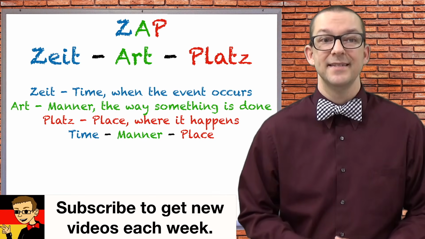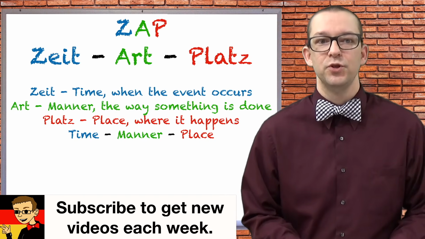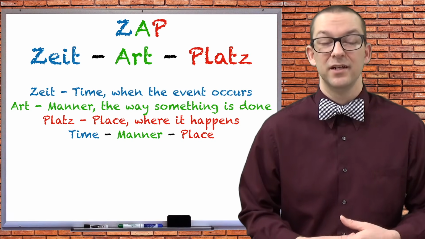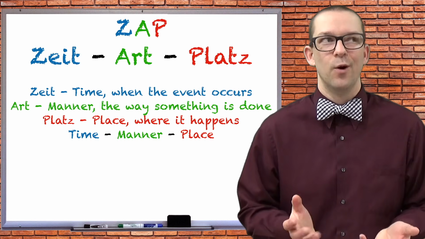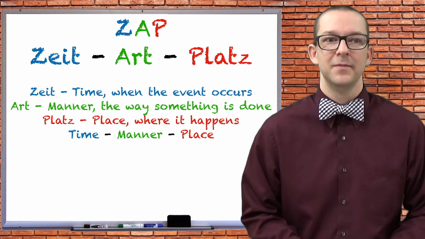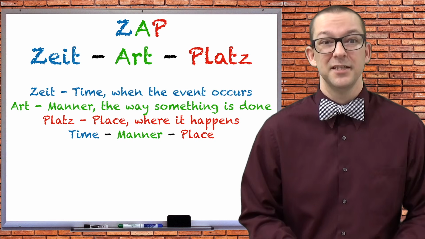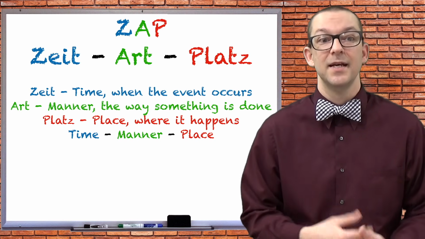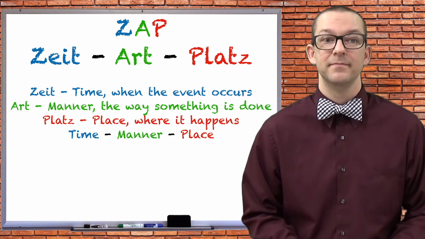Platz refers to the place that a sentence takes place. Some people choose the German word Ort for this descriptor, but that doesn't let you use the cool mnemonic device of ZAP. ZAO just doesn't have the same ring to it. In English, we don't have a mnemonic device for this. I simply say Zeit, Ort, Platz. Time, manner, place. Here are a few examples of this in action.